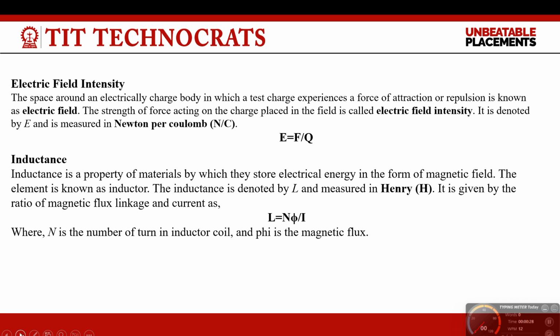Now the inductance. It is the property of material by which they store electrical energy in the form of magnetic energy, and it is denoted by L and measured in Henry, capital H. And the expression is L equals capital N dot phi divided by current I, where N is the number of turns in the inductor coil and phi is the magnetic flux.